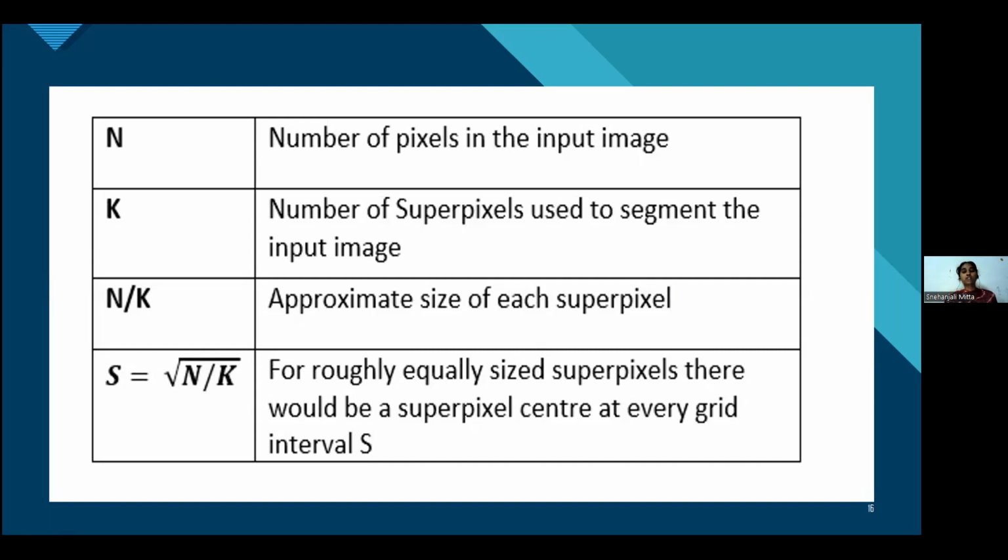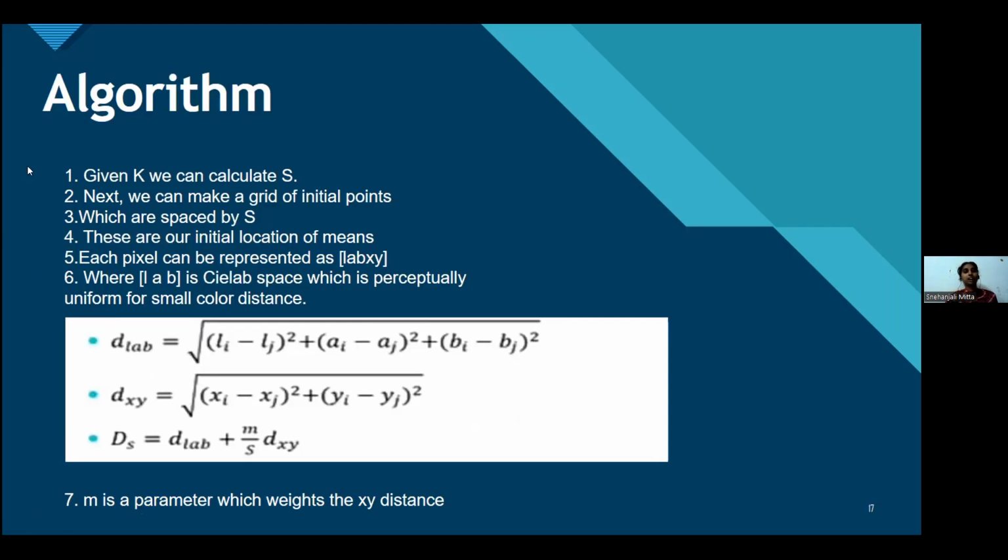K means the number of superpixels used to segment the input image. N by k means the approximate size of each superpixel. S equals the root of n by k. For roughly equally sized superpixels, there would be a superpixel center at every grid interval S. In the algorithm, firstly we define k, and given k, we can calculate S.